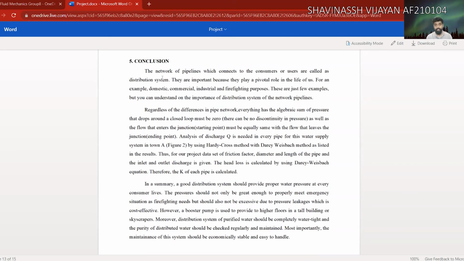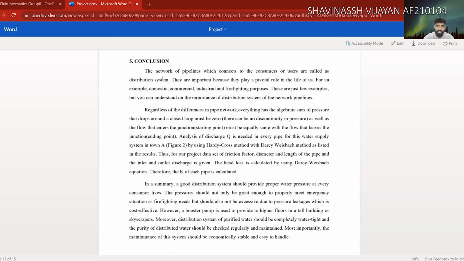A little backstory about this conclusion is that we will know how important the distribution system is, what type of formula we use to tackle the problems in our project, and many more. Regardless of the differences in pipe networks, the algebraic sum of pressure drops around a closed loop must be zero. There can be no discontinuity in pressure, and the flow that enters the junction must be equal to the flow that leaves it.